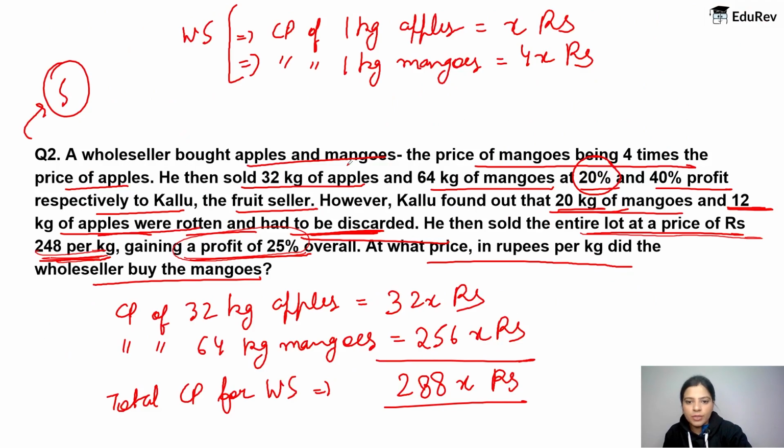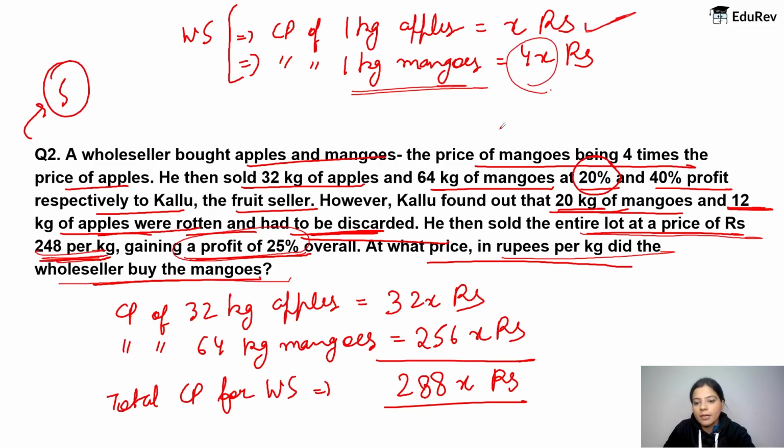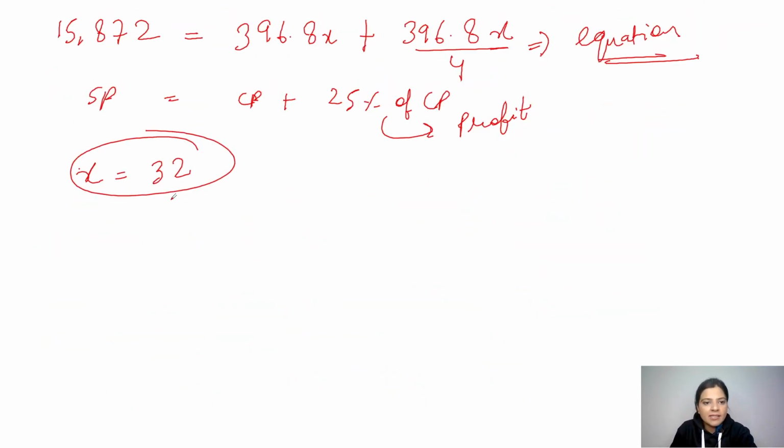And in the beginning only, we supposed x as the CP of 1 kg apples for the wholesaler. In the question, you are asked at what price in rupees per kg did the wholesaler buy the mangoes. So you are asked the cost price of 1 kg mangoes for the wholesaler. You know that was nothing but 4x. So you've got x as 32.